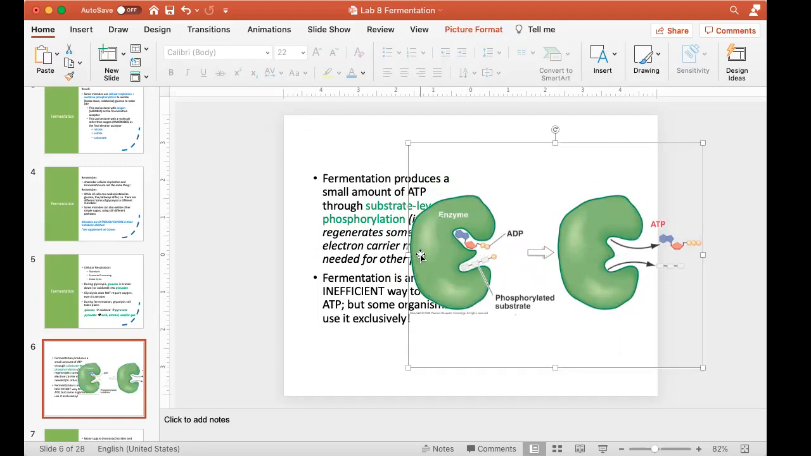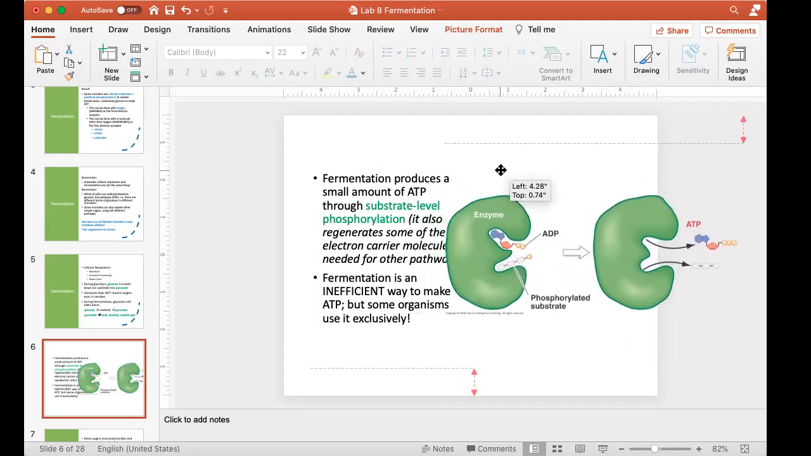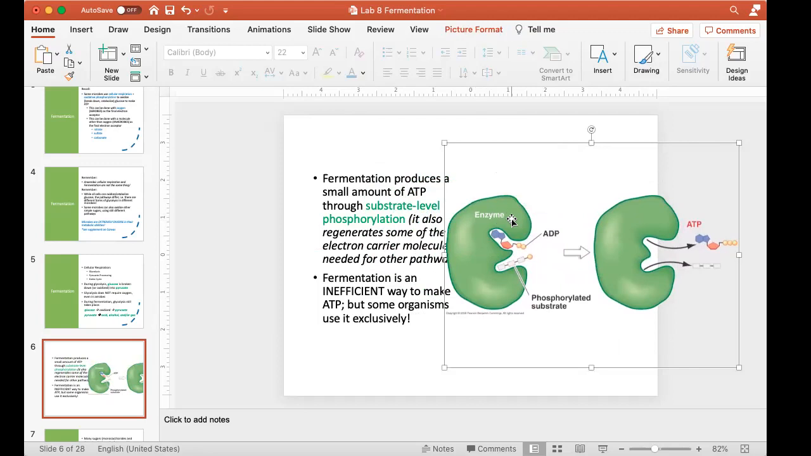So this big green blob over here, this represents an enzyme. It can be any of a number of different enzymes. Substrate level phosphorylation can occur at several different times during respiration and during fermentation. So different enzymes are involved. The key thing is that it's an enzyme, so it's going to have an active site where things bind to it. And in this case, right here, the substrate molecule is bound to it.